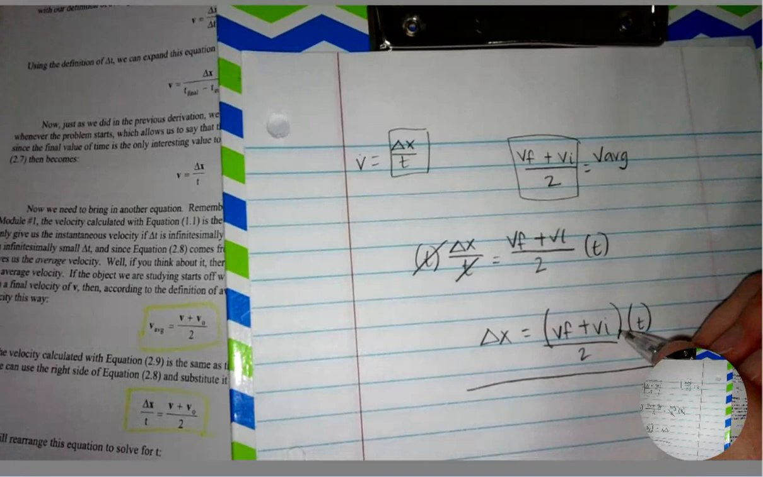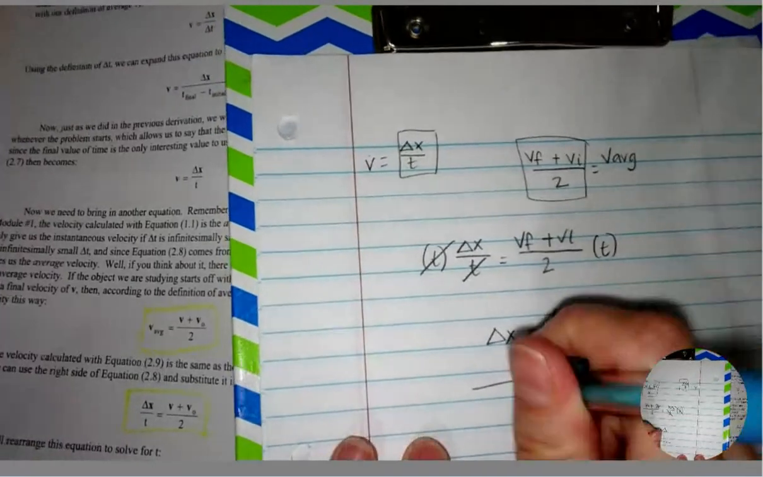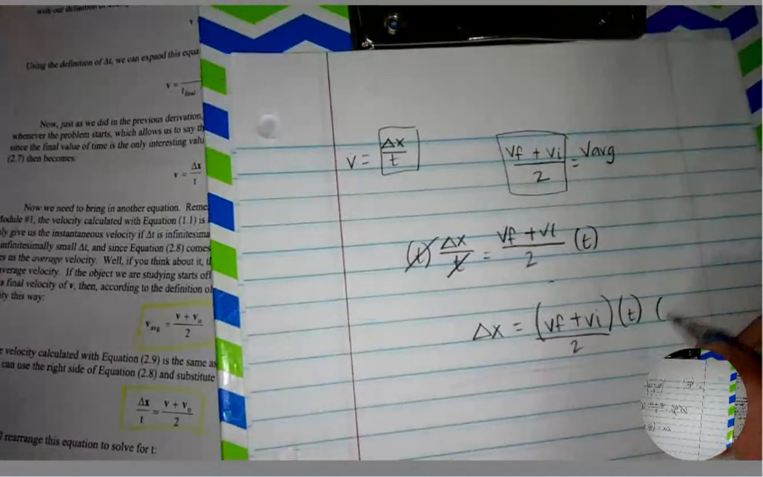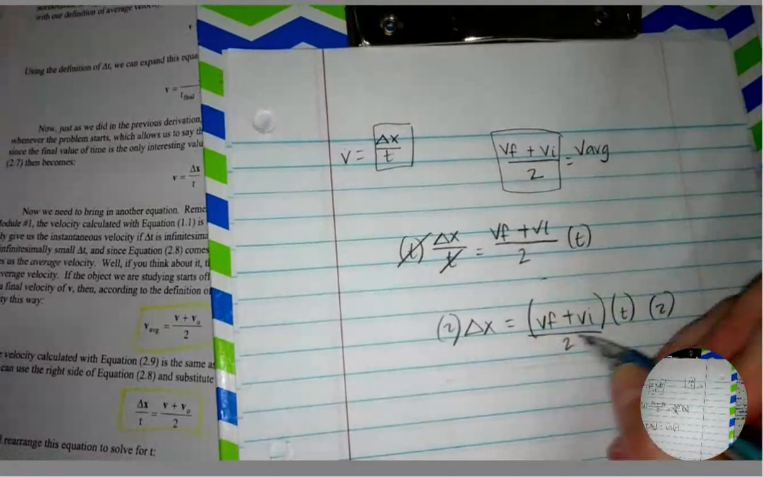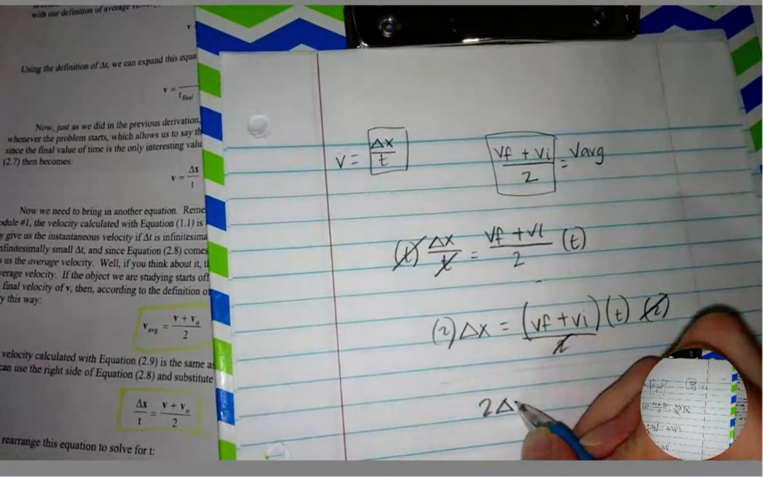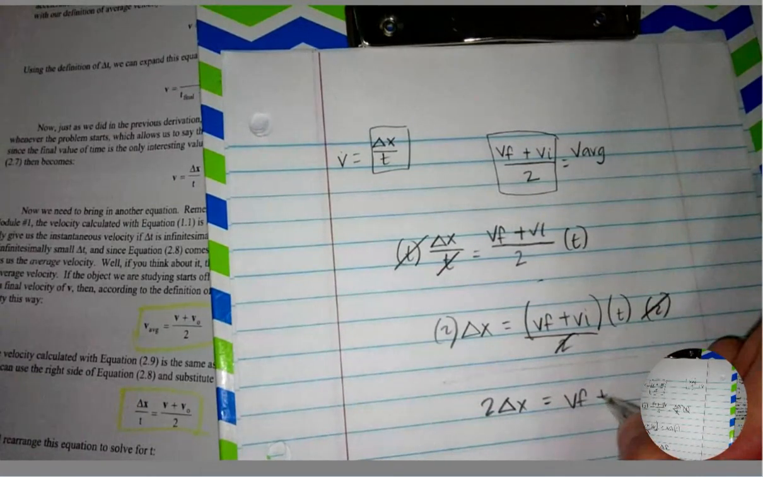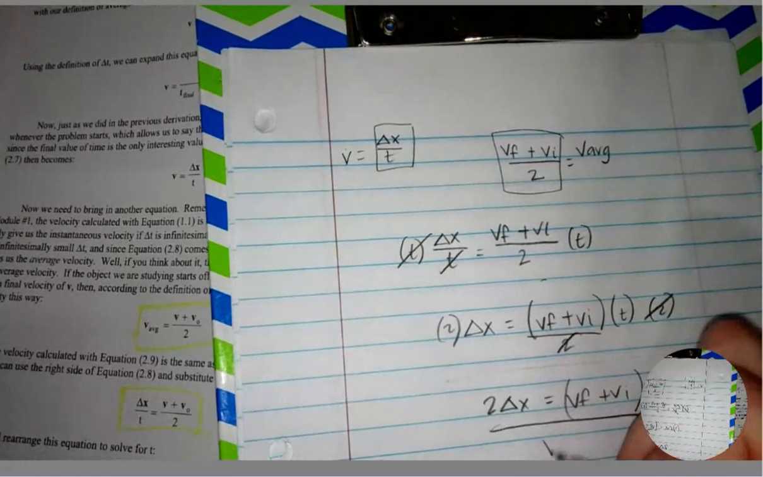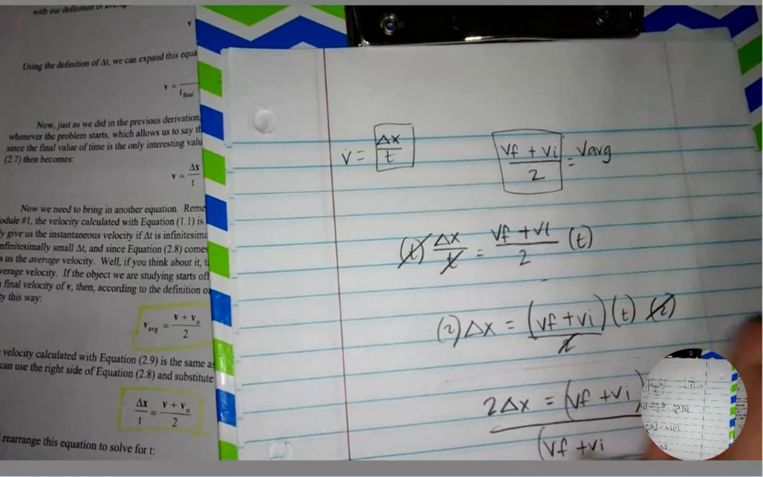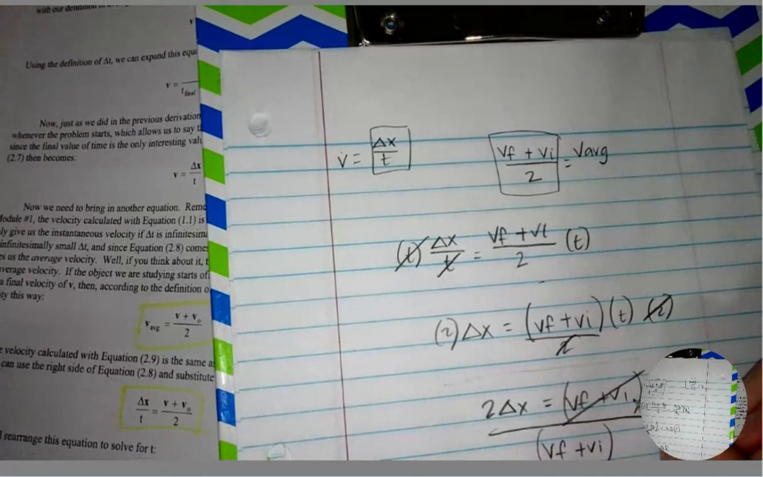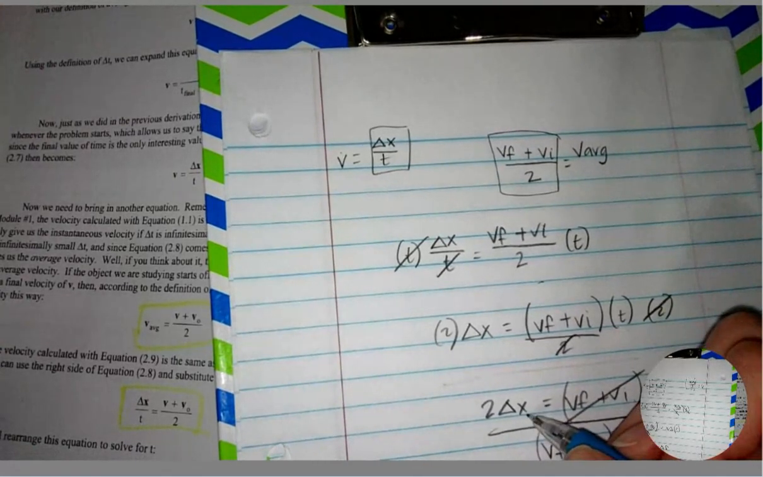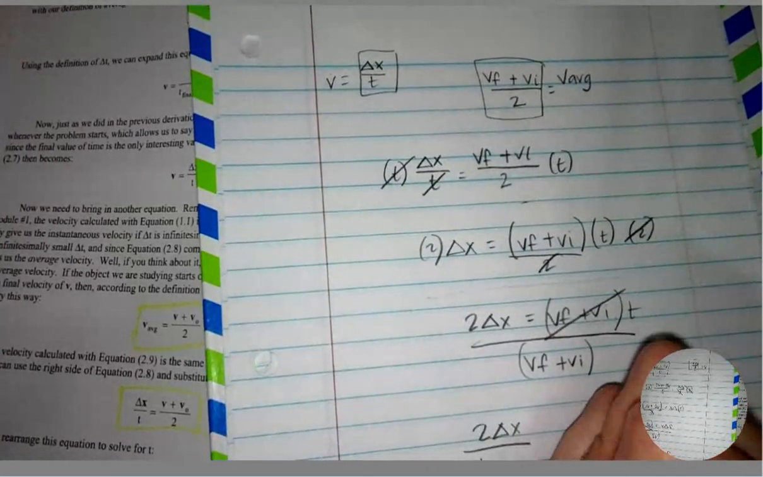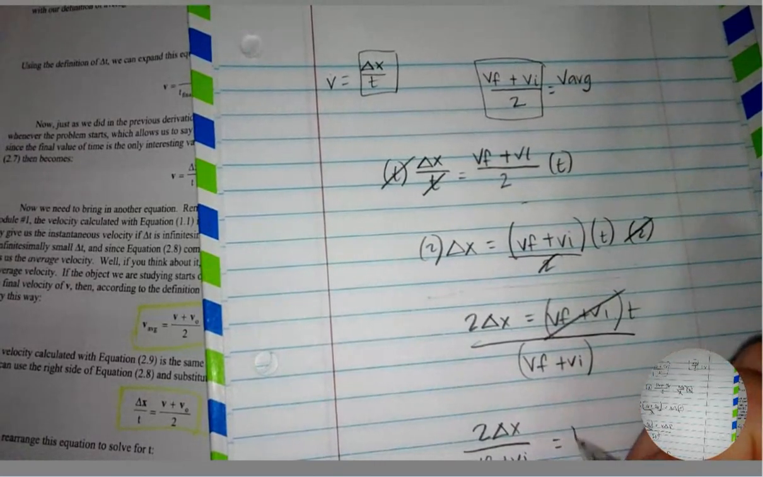You could do it in pieces. Let's do it in pieces, just to be clear. I was going to flip and do an inverse of a fraction, but let's just take this 2 and multiply both sides. So now we have 2 delta x is equal to vf plus vi times t. Now let's divide both sides by this here, vf plus vi. And I'm going to keep it in parentheses just to keep myself clear. It leaves the numerator here, gets stuck in the denominator there. So 2 delta x divided by vf plus vi is equal to t.